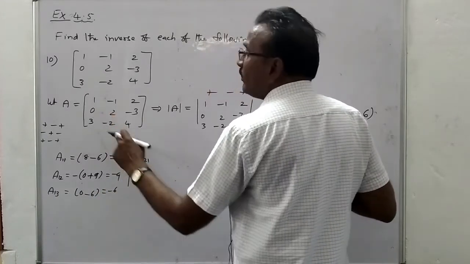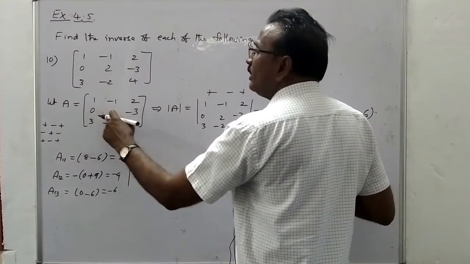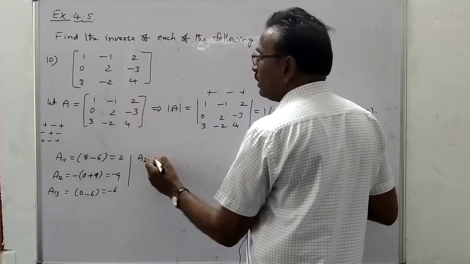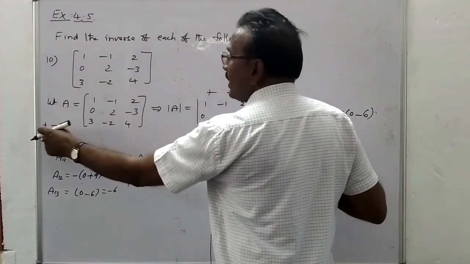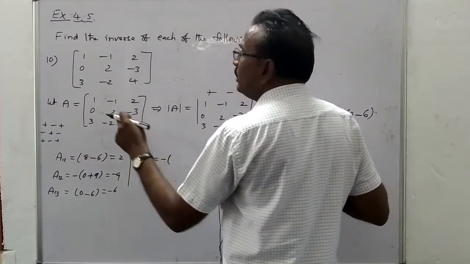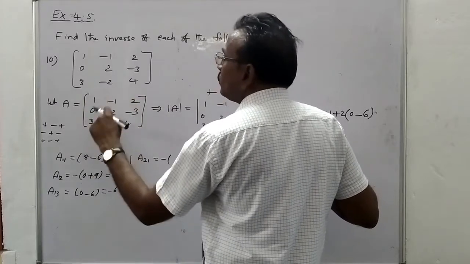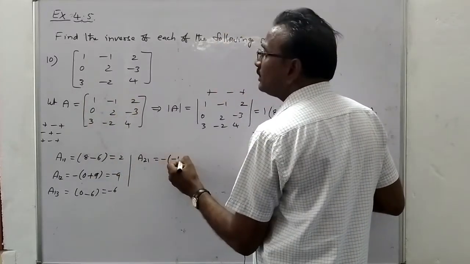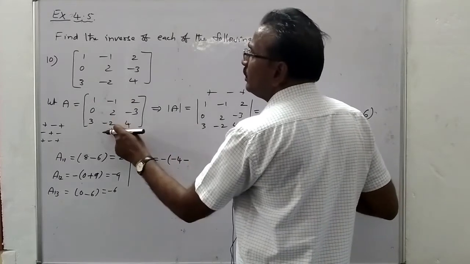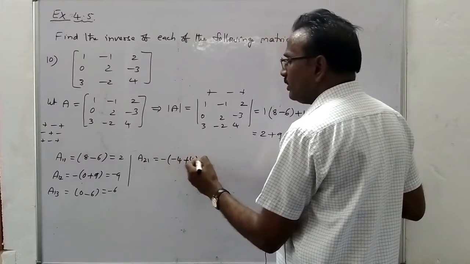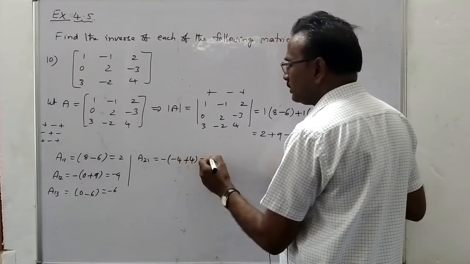a21 cofactor of second row first column element: delete second row first column, take the determinant of the remaining four elements, minus 1 into 4 is, what is the sign? Minus. The sign is minus. Determinant of the remaining four elements: minus 1 into 4 is minus 4, minus 2 into 2 is minus 4, minus of minus is plus 4. The value is minus 4 plus 4, which is 0. 0 into anything is 0.